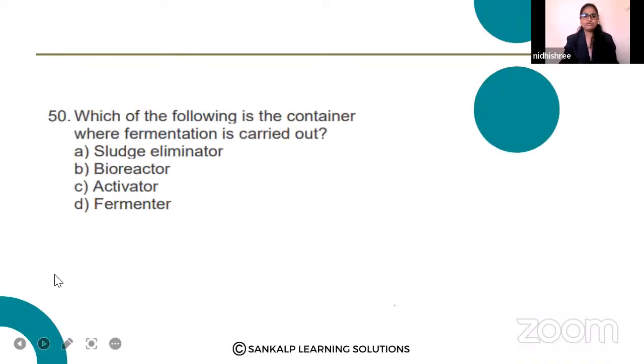Question 50. Which of the following is a container where fermentation is carried out? Sludge eliminator, bioreactor, activator, fermenter. Purvi answered option D. Tamrinta, option D. Option B, she voted for. Padmayan, option D. Harshita, option D. So here we can vote for option B as well as option D.